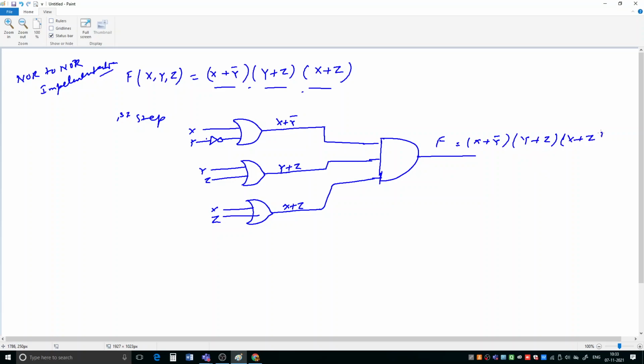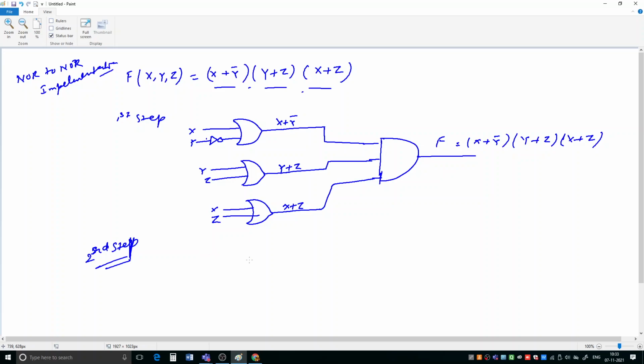x plus z. Now in the second step, what do we have to do? We have to replace all the gates with NOR gates, because here we are going to apply NOR to NOR logic. So second step, replace all the basic gates with a NOR gate.